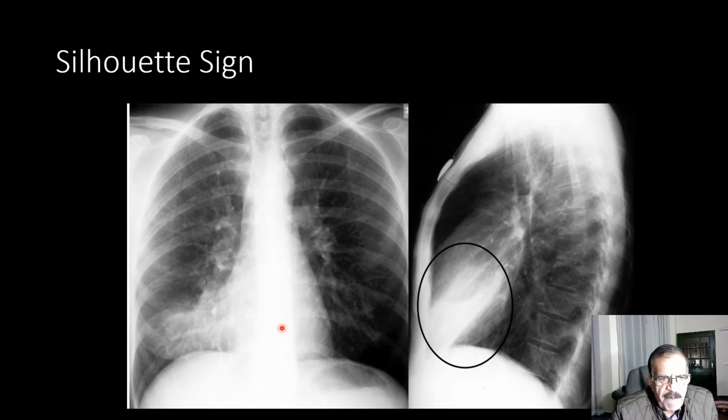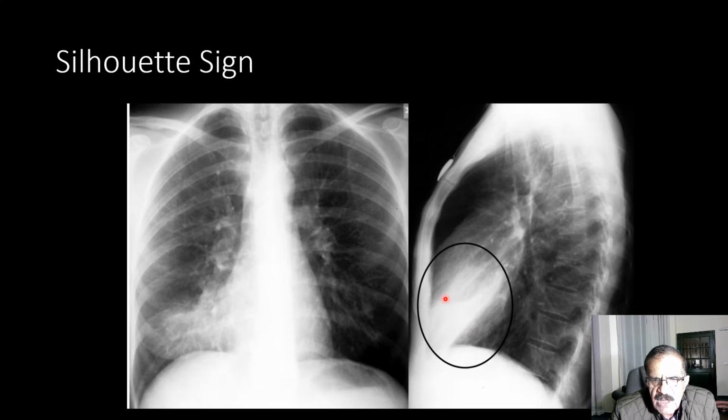Let me repeat. The silhouette sign says if the consolidated part is in actual physical contact with the heart, then you will not be able to appreciate the right cardiac border very clearly because this opacity is in actual physical contact. So if that is true, since heart is in the anterior part of the chest, this consolidated part also has to be anterior part. That is shown here. It is here. So this is the oblique fissure. This is the consolidated part.